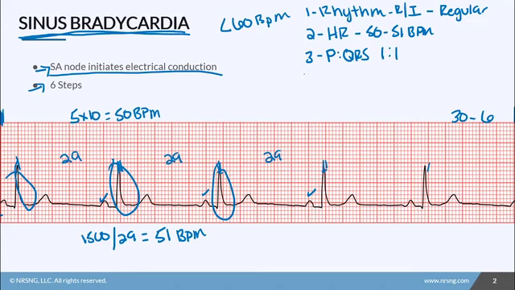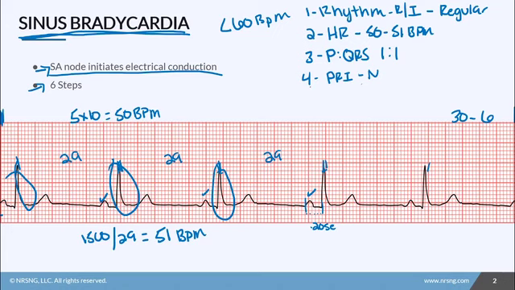So now let's do step 4. And that would be our PR interval. So let's go ahead and measure right here from the beginning of the P wave to the beginning of the Q wave. And so I have 1, 2, 3, 4, 5 boxes. That would be 0.20 seconds. And that is within the normal parameters.